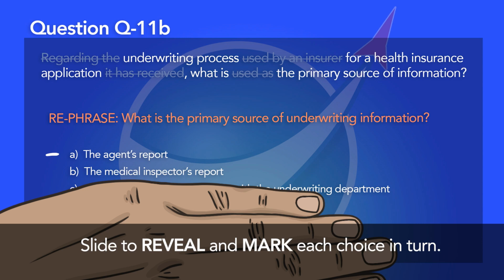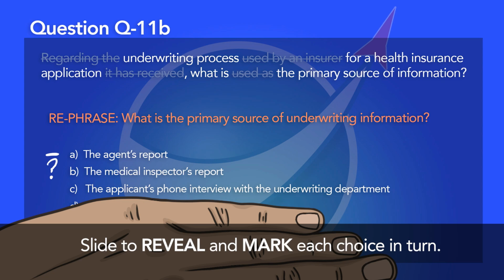Well, you might say, I don't know what that is, so you could put a question mark next to that one. But more than likely, as a person who's maybe purchased some insurance, you know that the medical inspector's report is not the primary source of information, but you could just put a question mark because you don't know what that is. So just put a question mark.